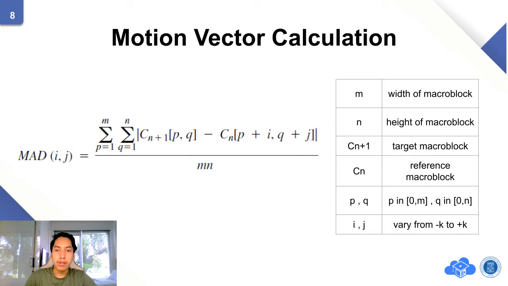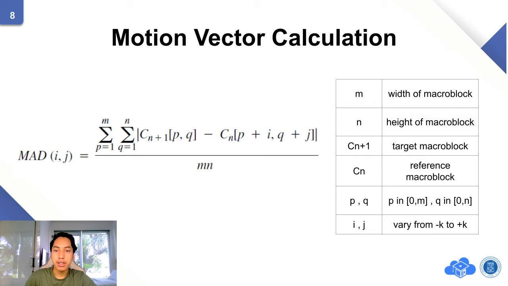After knowing how the motion factor search works, now we need to know how it is calculated. The difference between the candidate area and the target block can be calculated by their mean absolute difference, MAD, defined as this function. M is the width of the macroblock. N is the height of the macroblock. Cn plus 1 is the target macroblock. Cn is the reference macroblock. P and Q define the pixel of the macroblock.